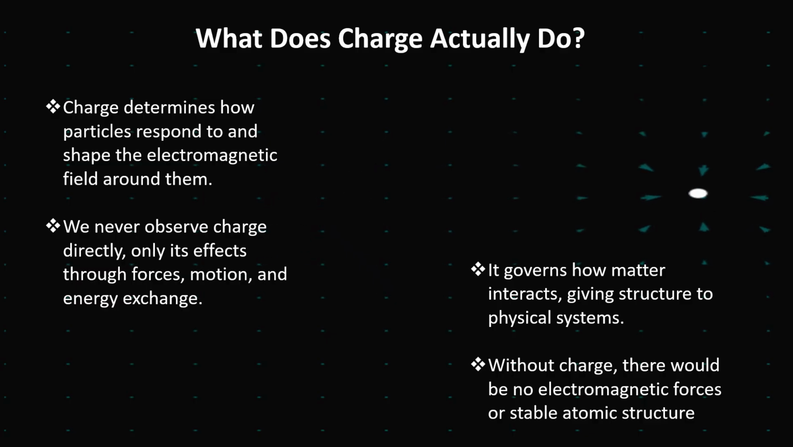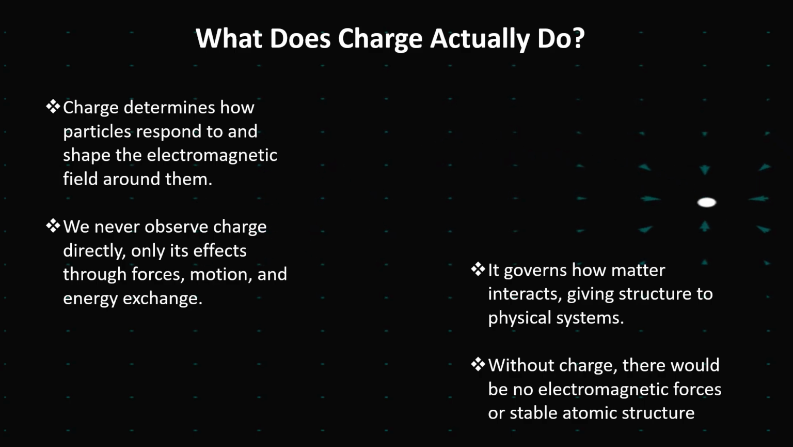So, in a very real sense, we never observe charge directly. What we see are its consequences: attraction and repulsion, the motion of particles, the behavior of matter under electromagnetic influence. Charge, therefore, is not merely a property, it is the defining parameter of interaction. It governs how particles influence one another within the electromagnetic framework. In the absence of charge, there would be no mechanism for electromagnetic forces, no binding of atoms, and no structured electromagnetic behavior. In this way, charge plays a fundamental role in determining how physical systems interact and evolve.